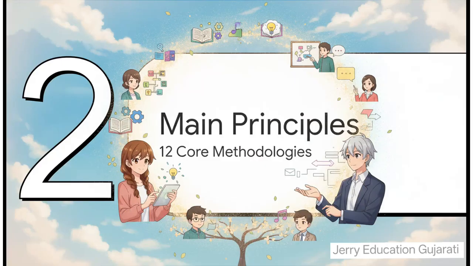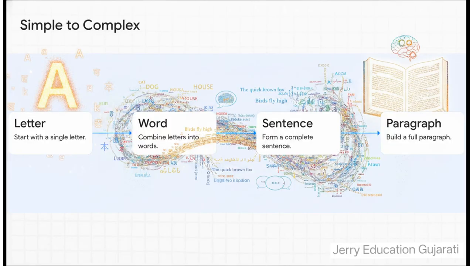Moving right along to Section 2, Main Principles of Teaching, the 12 Core Methodologies. The very first major concept is the simple to complex principle. And this brilliantly illustrates how scaffolding actually works. I mean, you wouldn't just hand a kid an essay on day one, right? No way. You start with something super simple, like a single letter. Then you progress to a word. From words, you build sentences, and from sentences, you naturally arrive at a paragraph. It's step by step. You gradually introduce the tough stuff without totally overwhelming the learner.